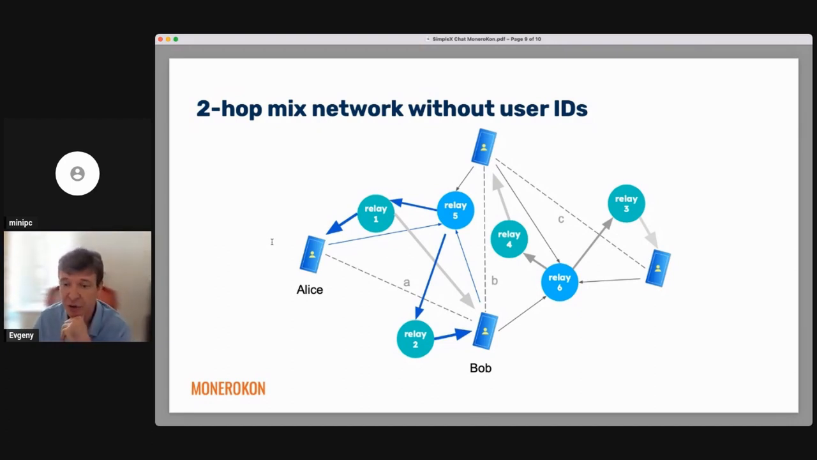So that's where we're going with the design, and that's the story. I think I'm happy with the story.